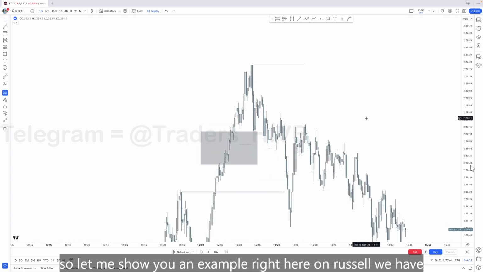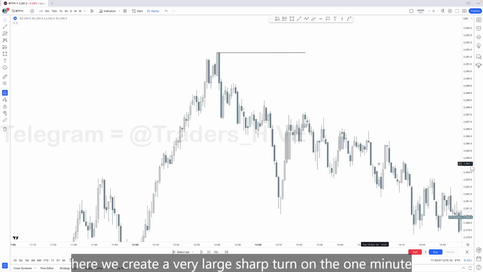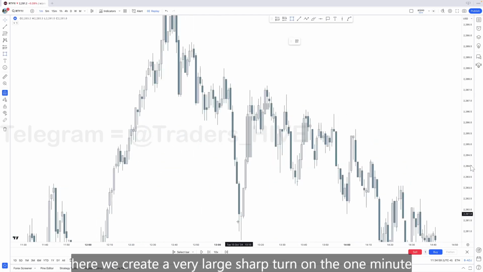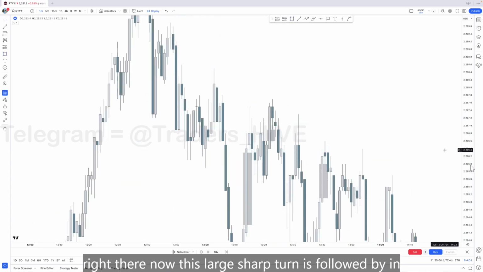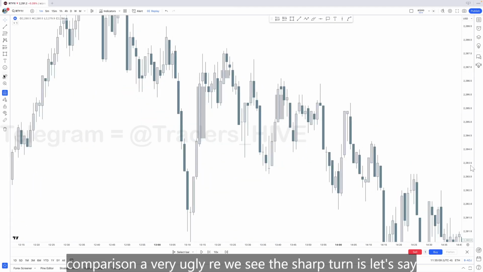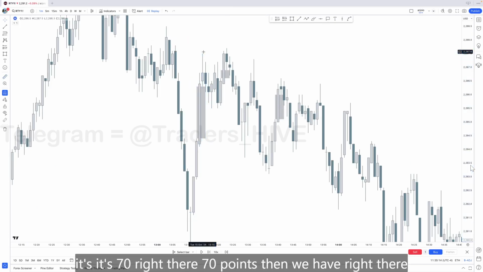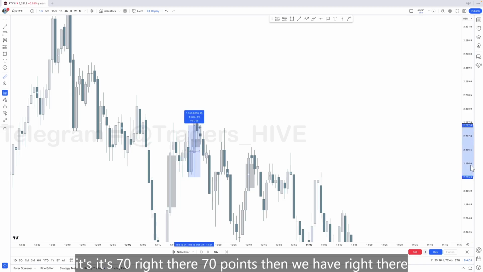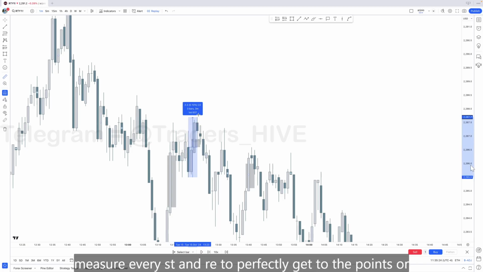Right here on Russell, we have this context area right there, that fair value area. And right here, we create a very large sharp turn on the 1 minute. Now, this large sharp turn is followed by, in comparison, a very ugly re. We see the sharp turn is, let's say it's 70 points. Then we have right there, 22 points is the re. So relatively seen, now you don't need to measure every ST and re to perfectly get to the points or the pips or what we're looking at right there.